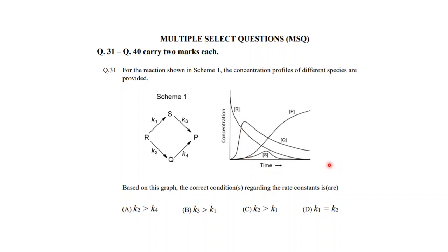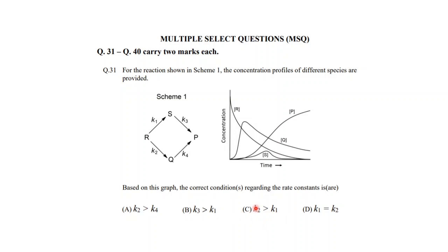So I'll do this first. I'll analyze this Q graph and I'll analyze this S graph. What I observe is that the concentration of Q is obviously higher than the concentration of S. So obviously the rate constant which corresponds to the formation of Q would be higher than the rate constant that corresponds to the formation of S. For Q formation, K2 is responsible, and for S formation, K1 is responsible. So obviously K2 would be greater than K1, and it's present in the option itself. So K2 is greater than K1.